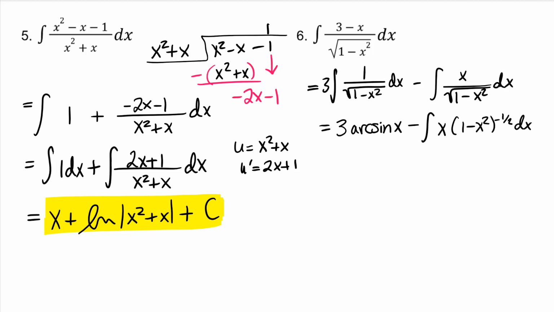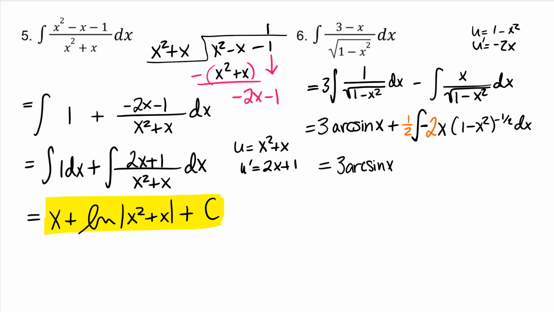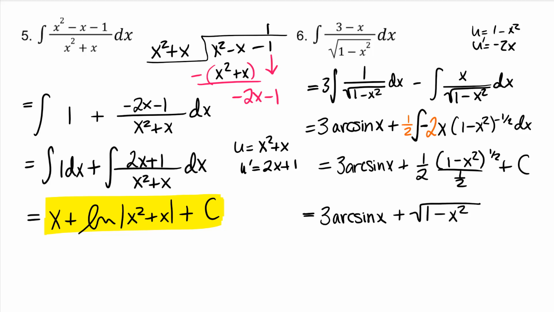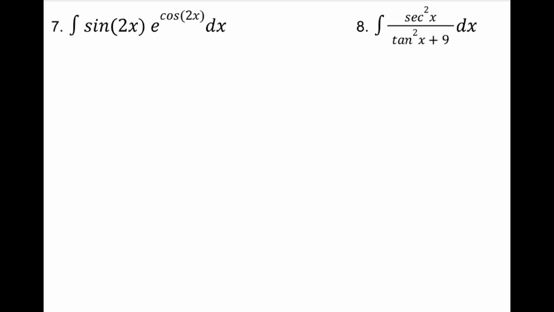For our second integral, we can use reverse chain rule. So I actually want a negative 2x. I'll put that negative back into the integrand, throw a 2 inside and a 1/2 outside. Add 1 to the power. And there's our answer.